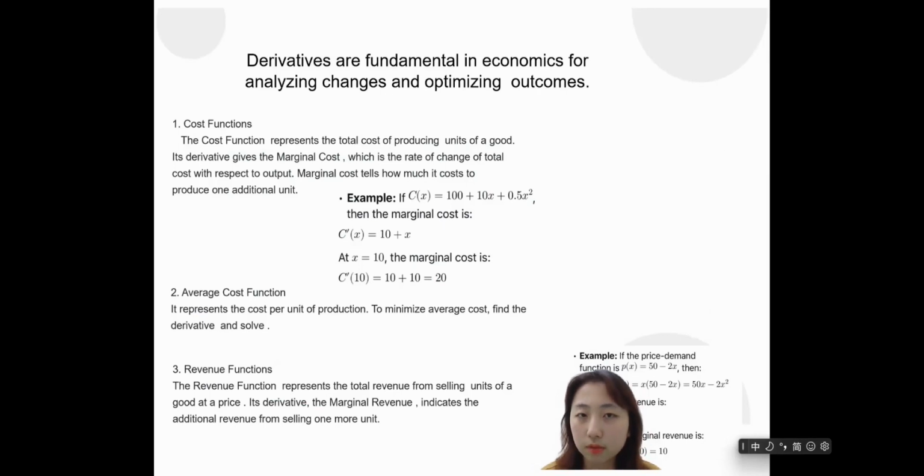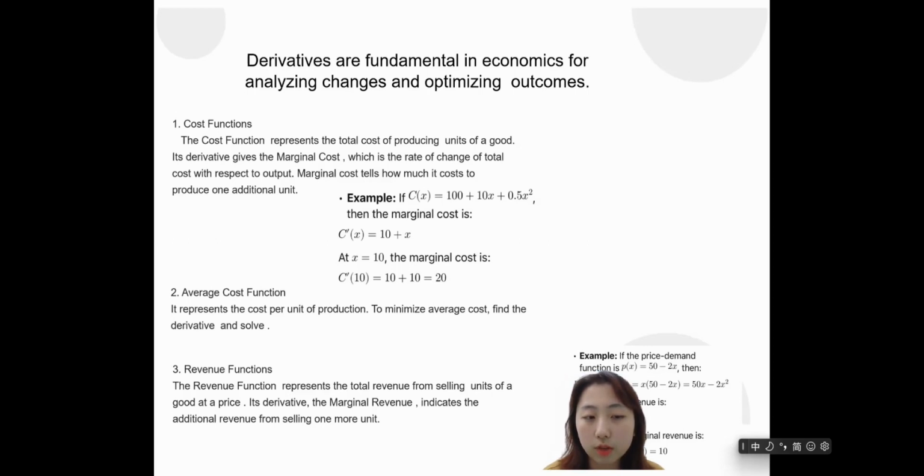For example, if C(x) equals 100 plus 10x plus 0.5x squared, then the marginal cost is the derivative of C(x), which equals 10 plus x. When x equals 10, the marginal cost is 20. Second, let's talk about the average cost function. It represents the cost per unit of production. To minimize average cost, find the derivative and solve.